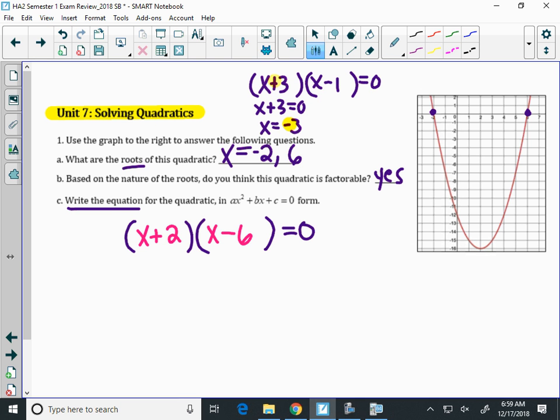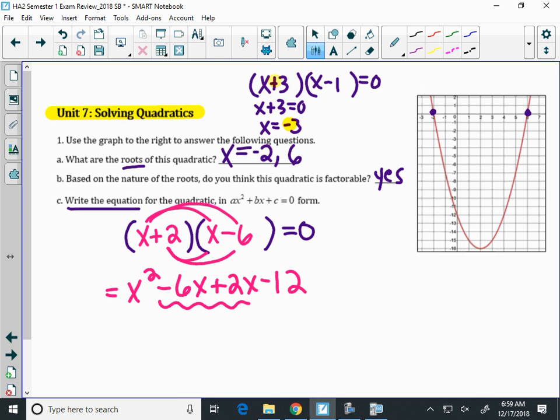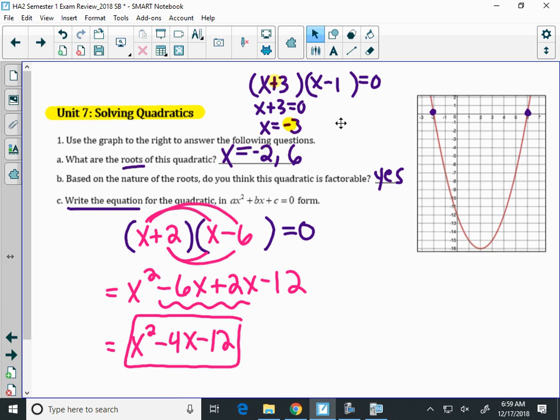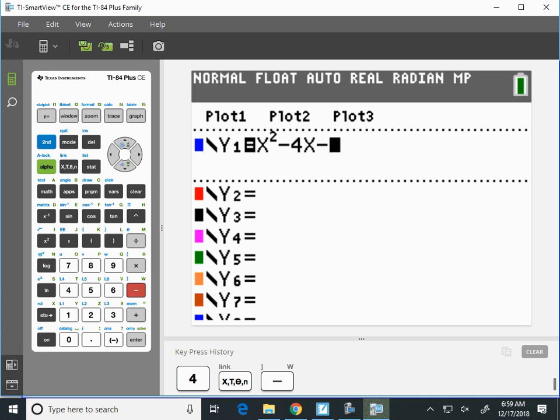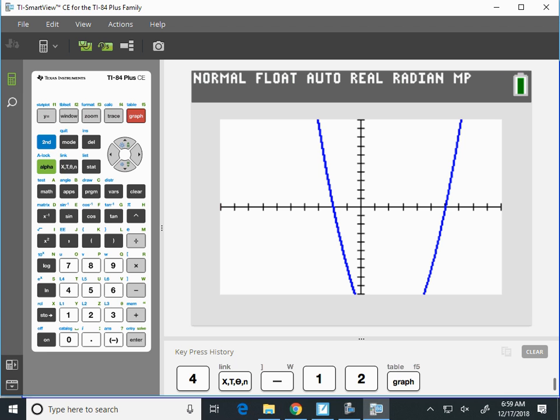In order to find the standard form like they want, you need to distribute. So x times x is x squared minus 6x plus 2x minus 12. And simplifying here, the like terms just combine. So you have x squared minus 4x minus 12. If you're not sure if that's correct or not, use your calculator. Type that equation into the y equals of your calculator and hit graph. You should notice that you cross at -2 and 6, so that looks like the graph that you were given on paper.